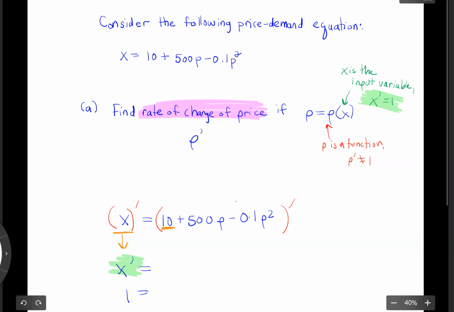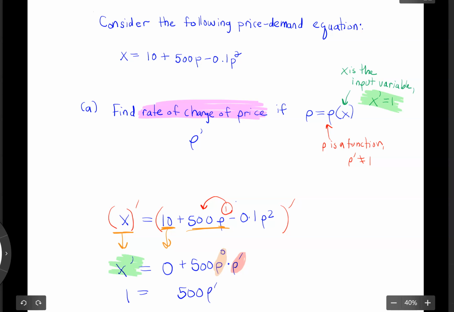So I'm going to really record that as 1 equals. 10 is still a constant, so the derivative of a constant is 0. For the next term, I still need my power rule, so I drop the exponent down. 500 times 1 is 500. Rewrite the base, decrease the exponent, tack on the derivative of the base. P to the 0 power is still going to be 1. But p prime is not going to be 1 because p is a function. So I'm going to record that term as 500 p prime.